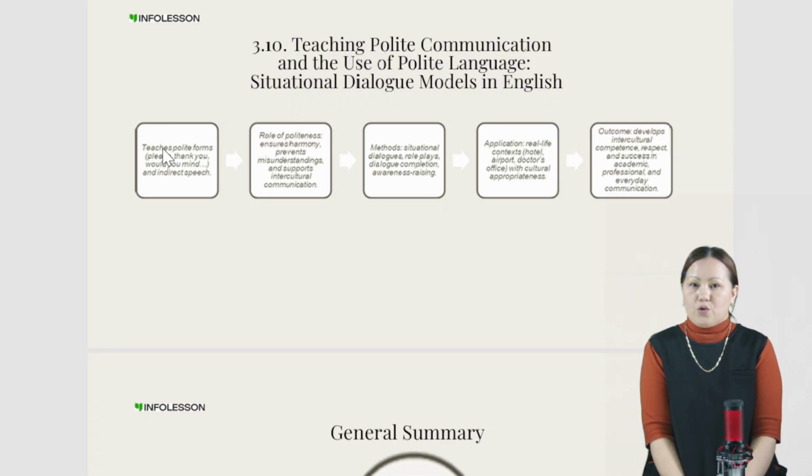Let's look at the forms of polite communication in English. Politeness in English operates on multiple levels: lexical, grammatical, pragmatic, and intonational. Lexical expressions: please, thank you, excuse me. Grammatical structures: would you mind, could I possibly. Indirect speech forms: I was wondering if you could. Intonation and tone, used to soften meaning and convey respect.